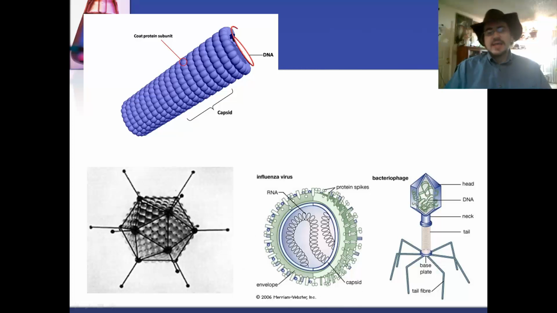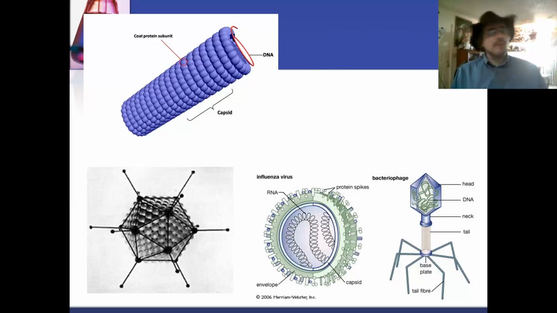In fact, influenza, the flu, is an enveloped helical virus. So here's the helical capsid inside here. This isn't the greatest illustration of it, but here's the helical capsid. Influenza has an RNA genome. RNA as the genes, not DNA. This violates the central dogma.